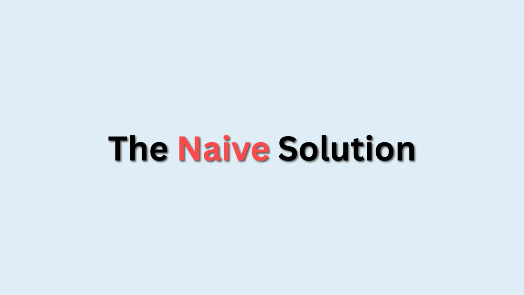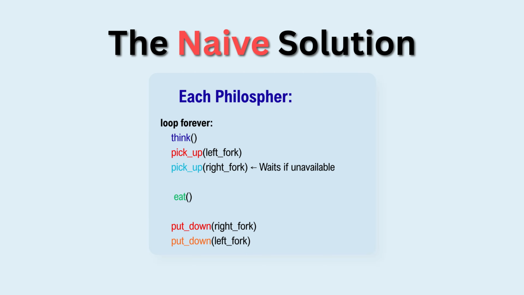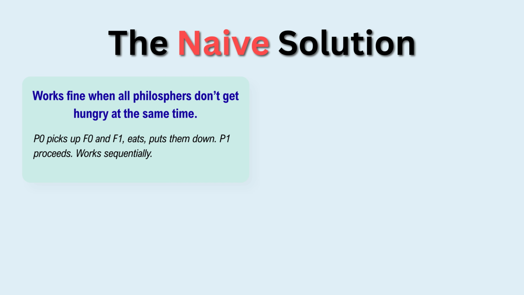Let's go through the obvious approach to solve this problem. Each philosopher picks up their left fork first and then their right fork. Think, pick up left fork, pick up right fork, wait if unavailable, eat, put down right fork, put down left fork, repeat. This works fine when all philosophers don't get hungry at the same time.